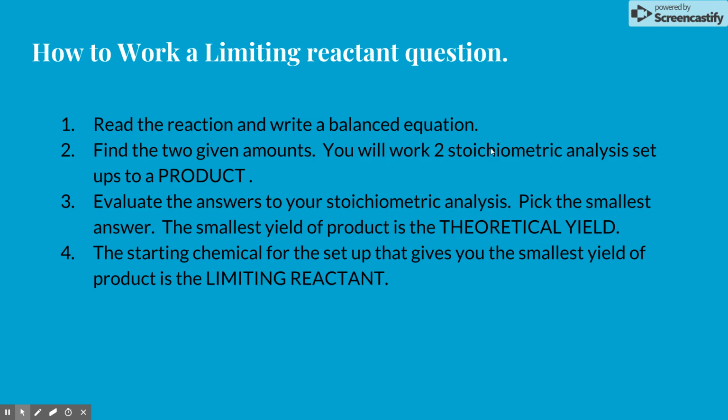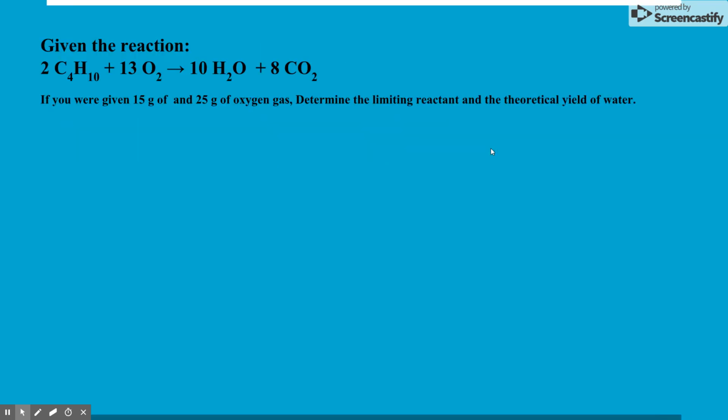So I'm going to show you a problem now. Given the reaction 2C4H10 + 13O2 yields 10H2O + 8CO2, if you were given 15 grams of C4H10 and 25 grams of oxygen gas, determine the limiting reactant and the theoretical yield of water.